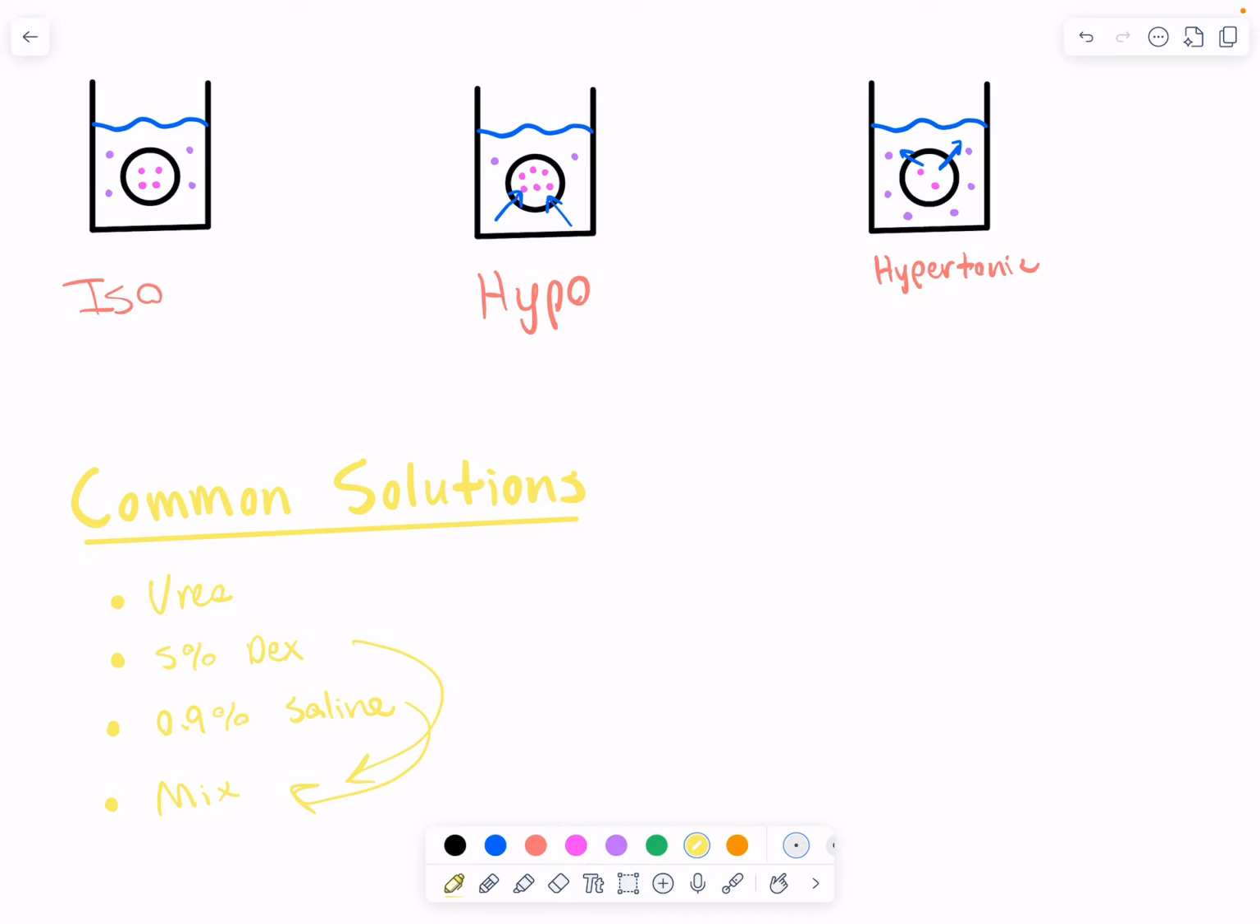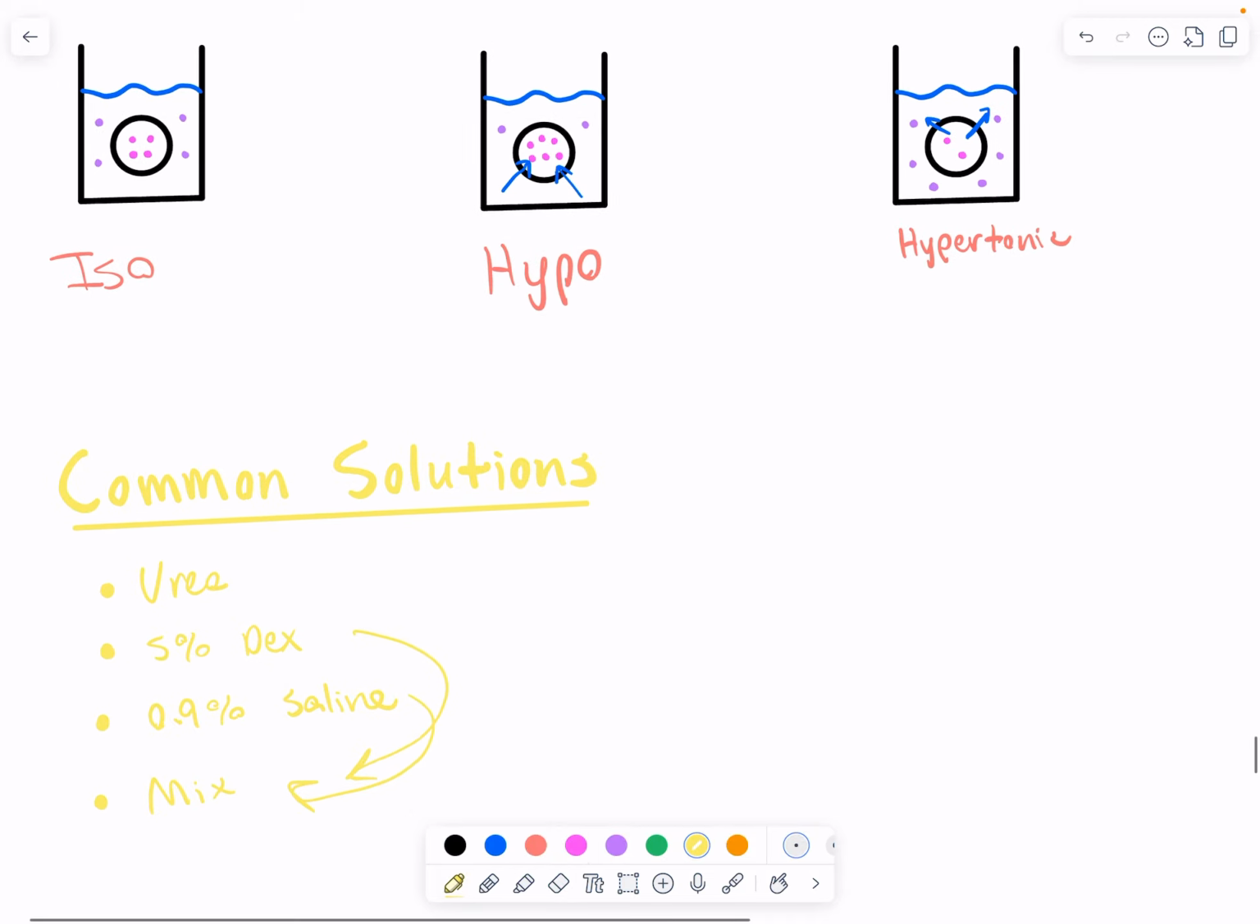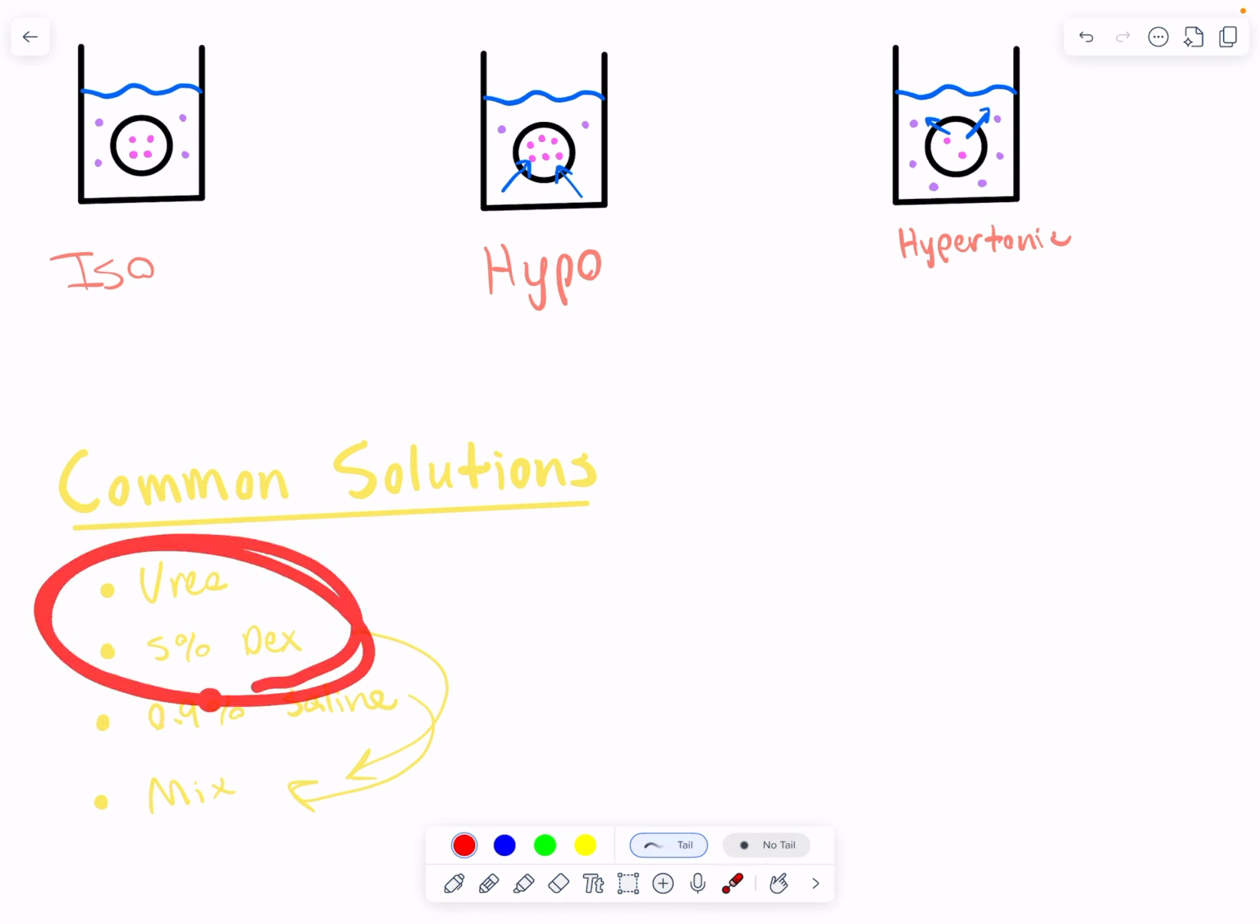So let's start with urea. These two, urea and dextrose, can go inside of the cell, no problem. And they're going to want to have equilibrium. So let's say these dots right here are urea. Let's say we have 4. It's going to want to reach equilibrium, and so 2 would go into the cell, trying to reach the equilibrium.